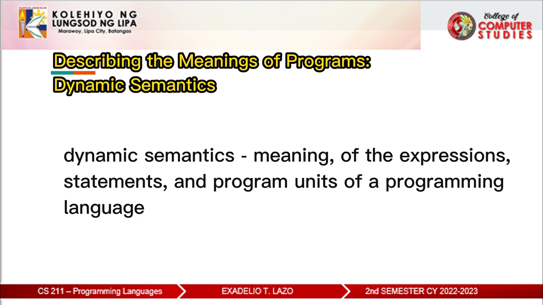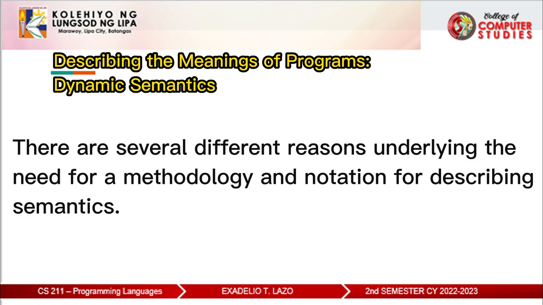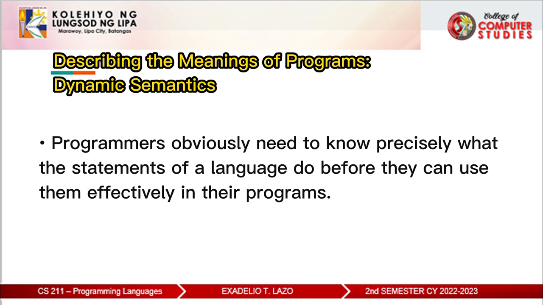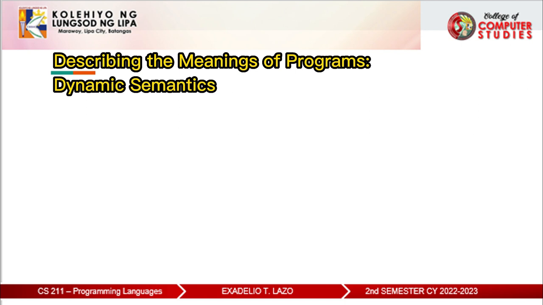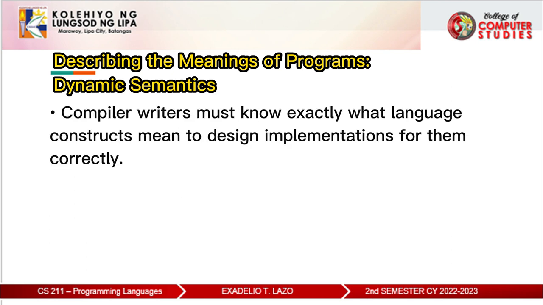Because of the power and naturalness of the available notation, describing syntax is a relatively simple matter. On the other hand, no universally accepted notation or approach has been devised for dynamic semantics. There are several different reasons underlying the need for a methodology and notation for describing semantics. Programmers obviously need to know precisely what the statements of a language do before they can use them effectively in their programs. Compiler writers must know exactly what language constructs mean to design implementations for them correctly.